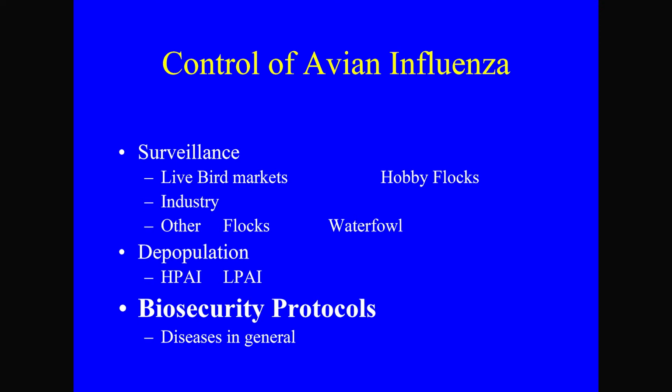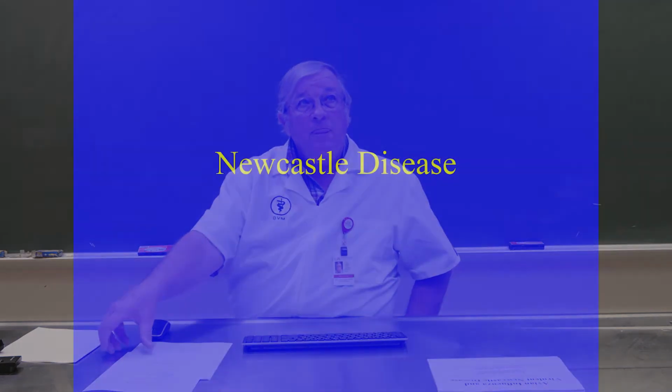Control is by depopulation. The highly pathogenic avian influenza outbreaks, those birds are depopulated, and the low pathogenic avian influenza virus outbreaks as well before they become highly pathogenic. Pretty much biosecurity protocols are how we control it, how we prevent it. And these can be used not only for highly pathogenic avian influenza and low pathogenic avian influenza, but for diseases in general.